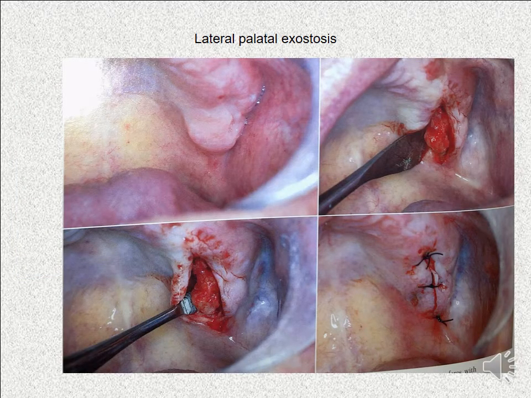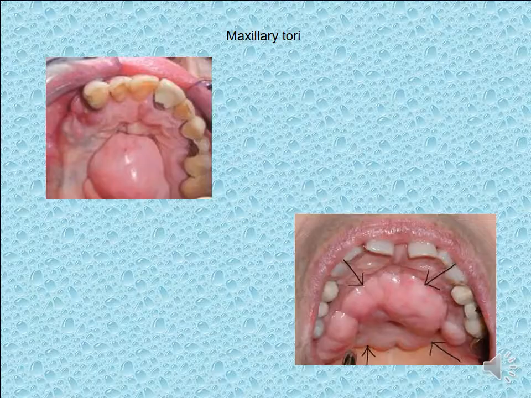If the exostosis is on the palatal side, that is lateral palatal exostosis, with a bony prominence on the palatal side, we can make an incision over the exostosis and remove it with a bone cutter or bone nibbler, and smooth the bony part with a bone file. Then suture it with interrupted sutures, remove the sutures after 7 days, and after 1 month the denture can be made.